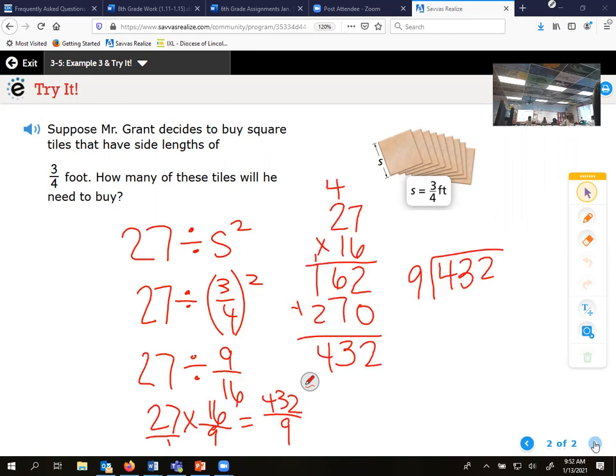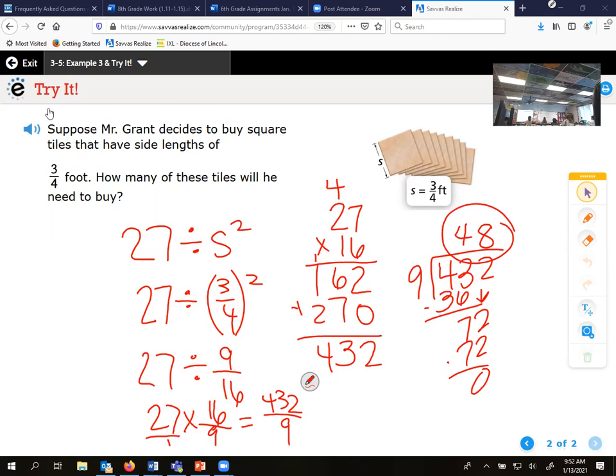We're going to take 27 times 16. Do you know that one off the top of your head? Me neither. 7 times 6 is 42. 2 times 6 plus 4 is 16, so we get 432. So when I multiply across here, I get 432 over 9.